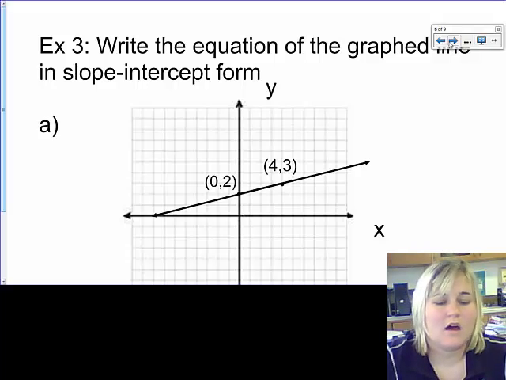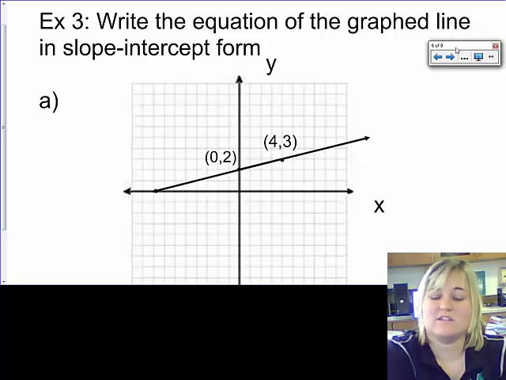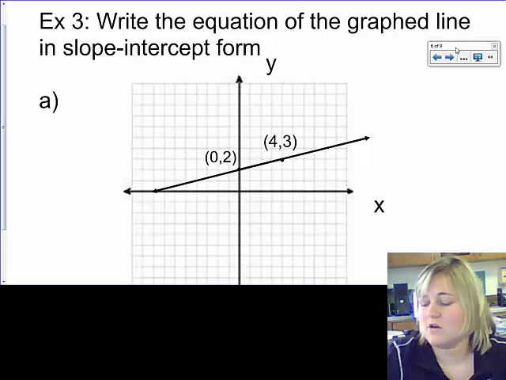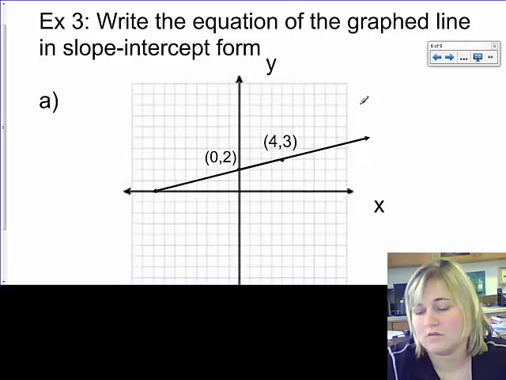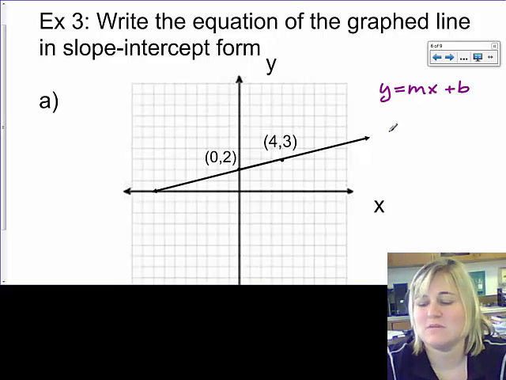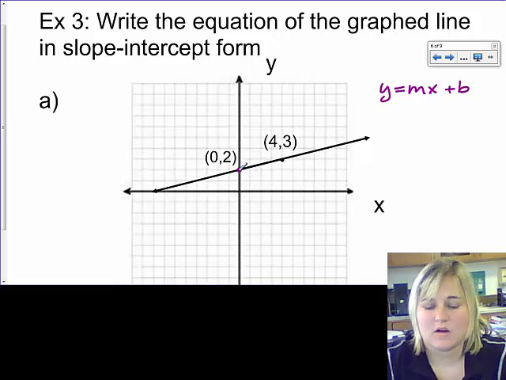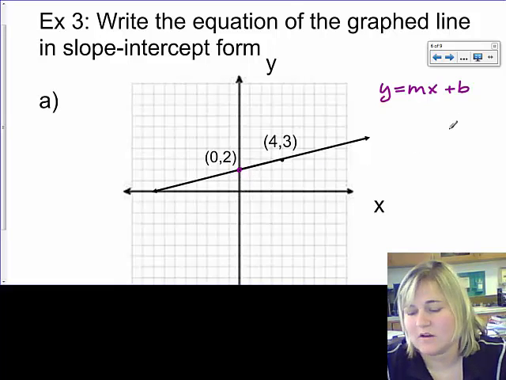Clearly, I forgot. Alright, this one wants us to write the equation of the graphed line in slope-intercept form. So slope-intercept form, we know, is y equals mx plus b. Whenever you're looking at a line, the easiest thing to find is that plus b, because that's my y-intercept. So I'm going to look at the y-axis. Where does it intercept? It hits right here. Well, this value on y is up 1, 2, so it's just going to be a plus 2 here.